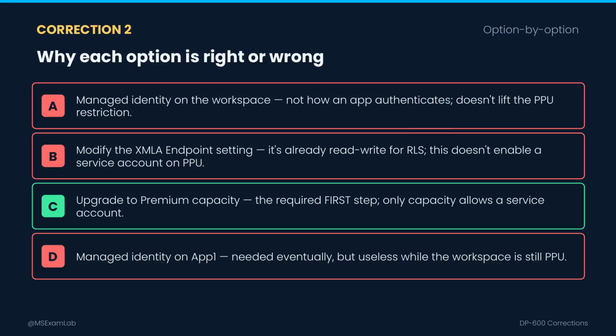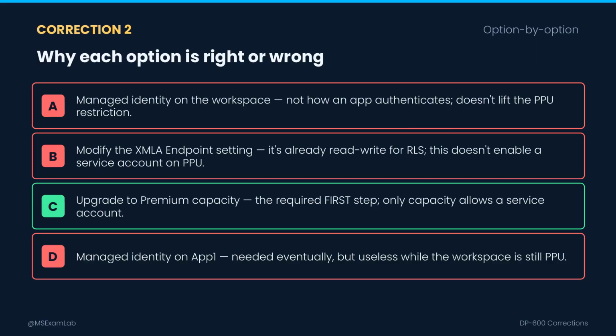Option by option. Option A, add a managed identity to the workspace. That isn't how an app authenticates to the model, and it doesn't lift the PPU restriction. Option B, modify the XMLA endpoint setting. The endpoint is already read-write, which is how App1 changes row-level security today.